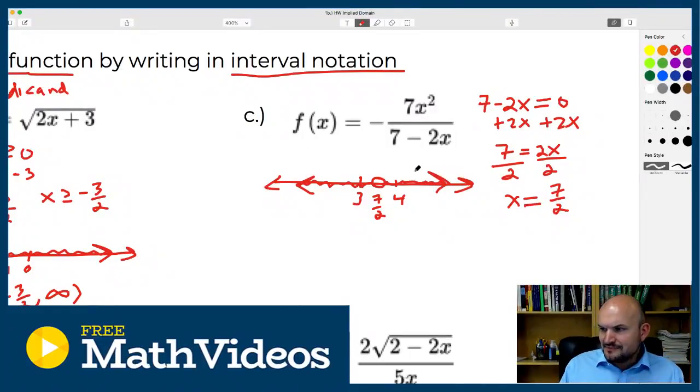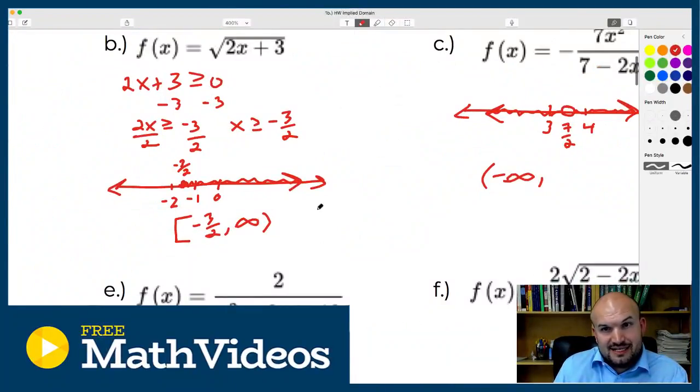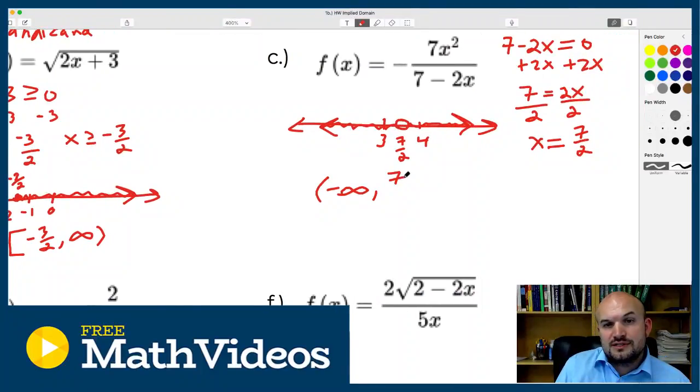Now, when we're checking a domain that has a discontinuity in it, where it's kind of broken apart, what we can do is find the domain to the left of 7/2 and then find the domain to the right of 7/2. So if I wanted to find the domain of the left side of this undefined value, I can see that it's all values to the left, so that's going to be decreasing from negative infinity, and then it's going to go all the way to 7/2. But 7/2 is undefined, so rather than using a bracket like I did here, I'm going to use an open circle. So I'll just do 7/2, and I'll leave that as an open circle.